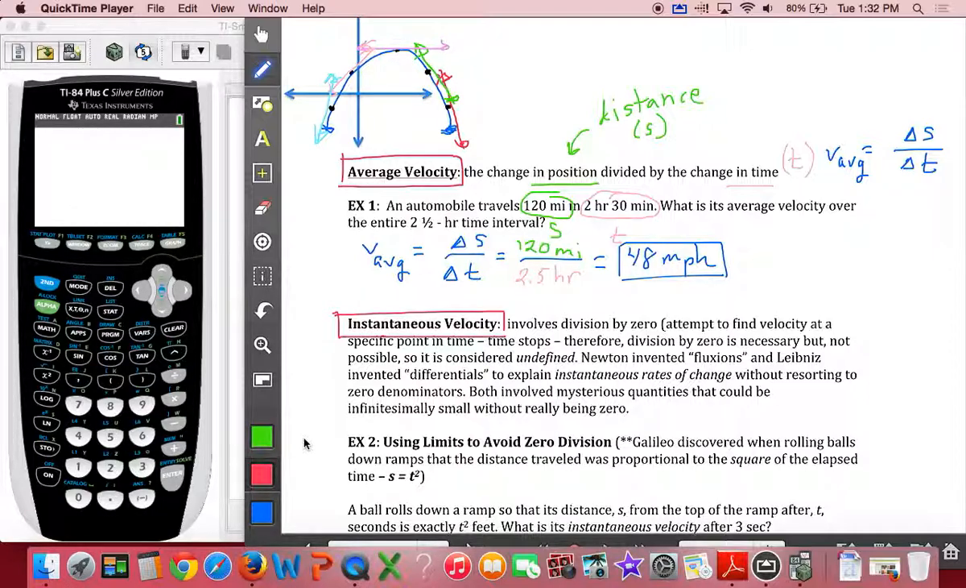That means the velocity that I'm going, the speed that I'm going at a specific point in time. And that's what your speedometer on your car shows you, doesn't it? At any point in time, and that'll go up and down.